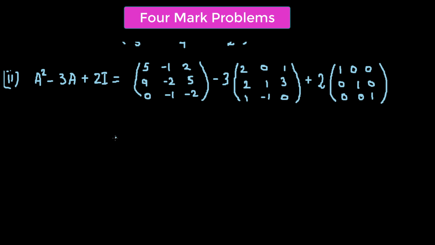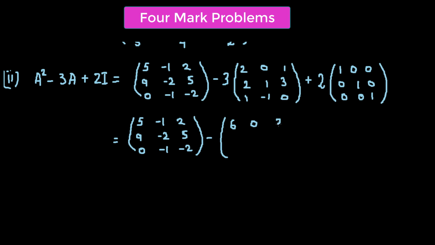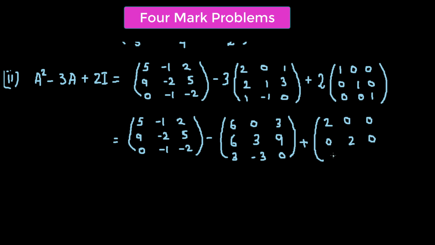And then we do the manipulation. So this will be 5. So let me copy this. Times negative. So 3 times 2 is 6. 0. 3 times 1 is 3. 6. 3. 9. 3. Negative 3. 0. Plus 2. 0. 0. 0. 2. 0. And 0. 0. 2.